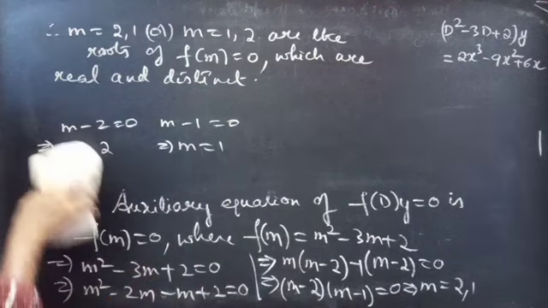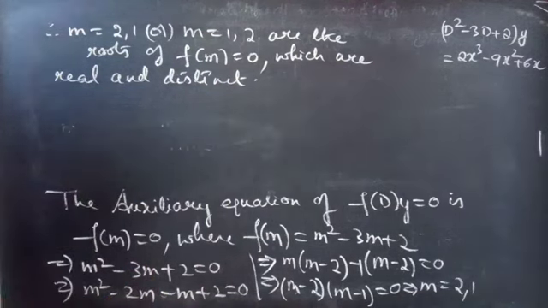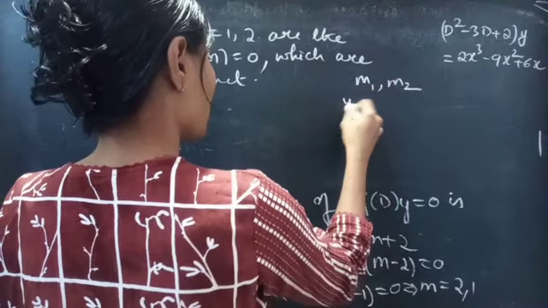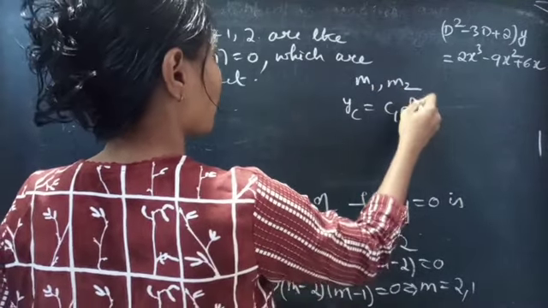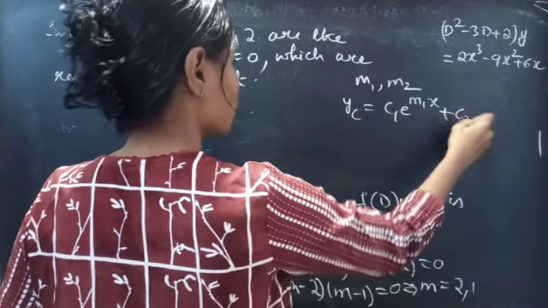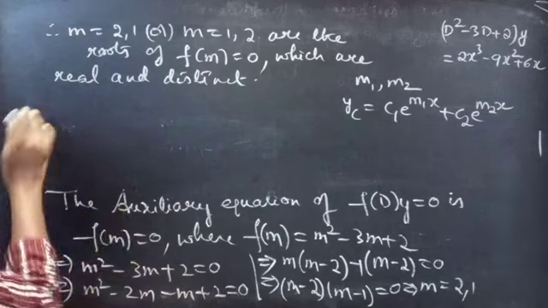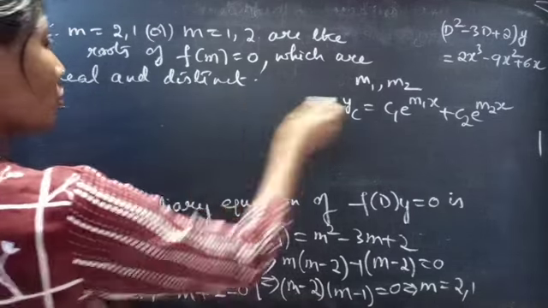We know that when two roots, say m1, m2, are real and distinct, then yc will be c1 e^(m1 x) + c2 e^(m2 x), that is, one root into x plus c2, another constant, into e power another root into x. Now let's write the complementary function using this formula.